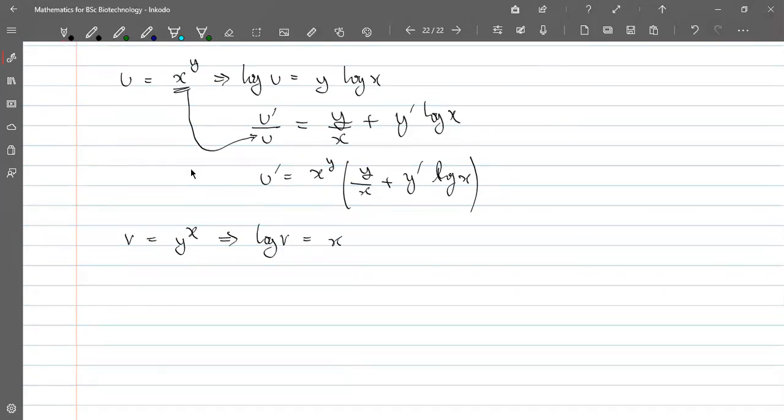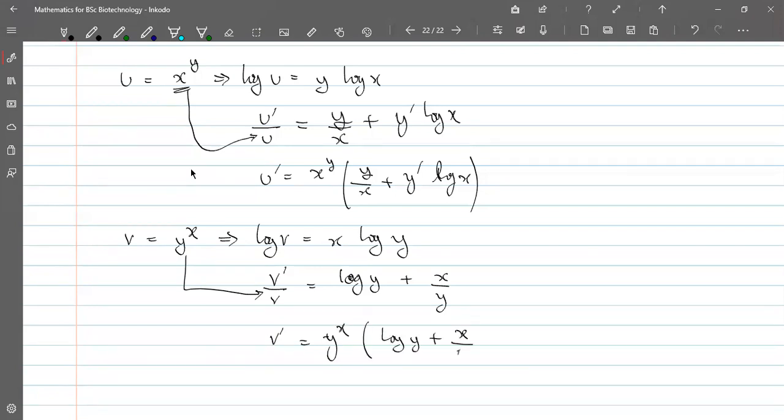So log v is x log y now. So you can see the asymmetry. So here, differentiating, you get v prime upon v equal to, now x log y, when you differentiate, first you get log y and then you get x by y. So v prime is equal to v, that's y to the x, times log y plus x by y. Okay, so this is u prime and v prime.